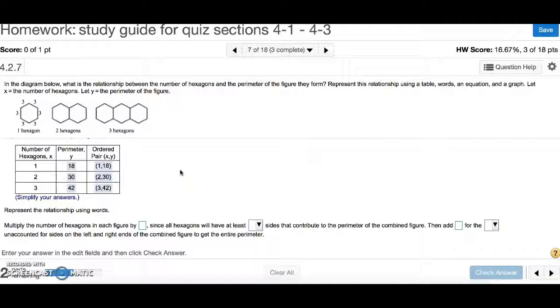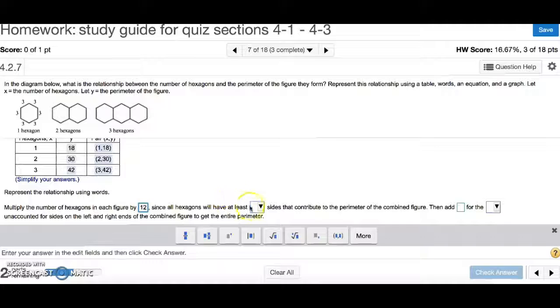Now we need to represent the relationship using words. We have to multiply the number of hexagons in each figure by a number. Take a look at the hexagons. What's changing in each isn't the sum of the left and right sides, it's the sum of the top and bottom sides. So that tells me that what's going to be multiplied has to do with the top and the bottom, because that's what's changing. So looking at the first hexagon, add up the top and bottom numbers. So 3 times 4 is 12. That's what you'll be multiplying by, 12.